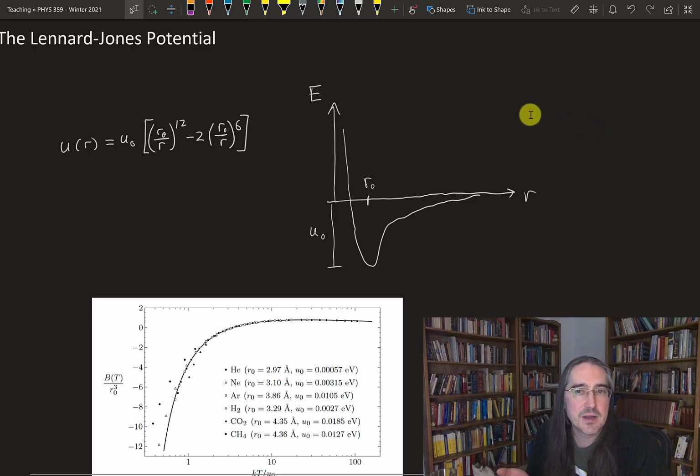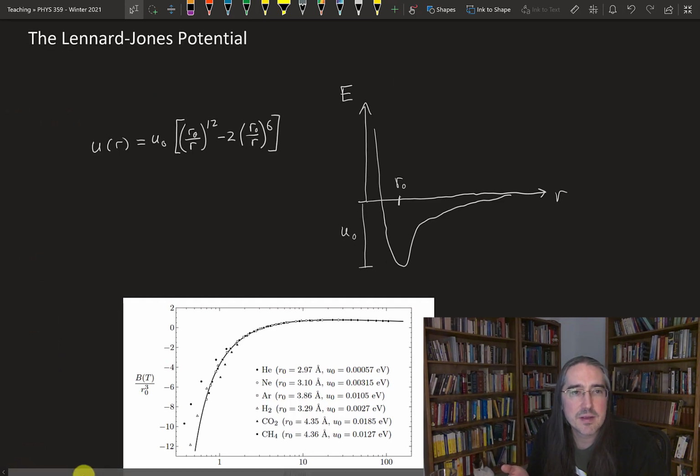For matching to data, Schroeder focuses on the Lennard-Jones potential, and there it is, the Lennard-Jones potential. And it's an important potential, historically and even in modern research. So I just wanted to give you a quick rundown on it. This is the form. So it's got something out front that sets the scale of the depth for the potential well.